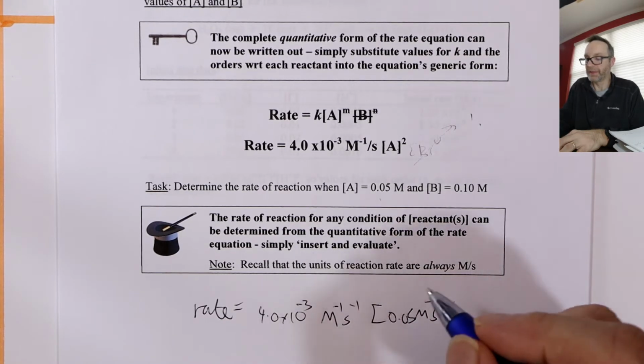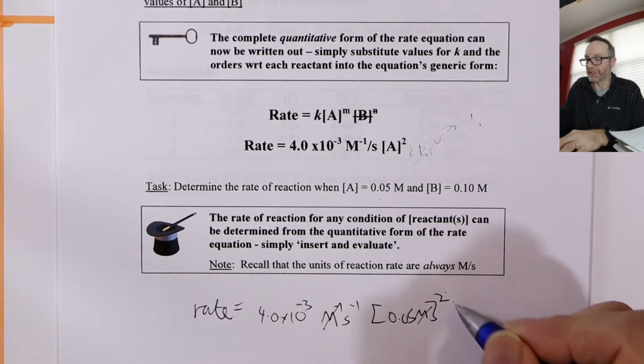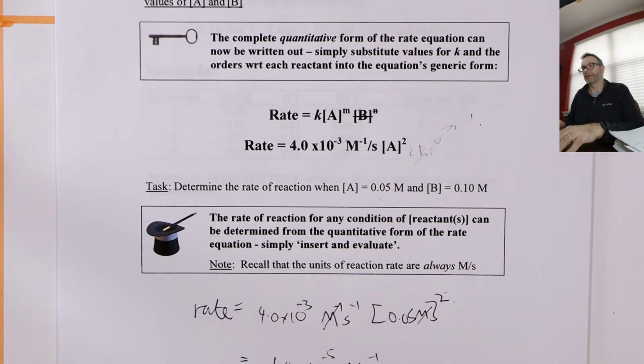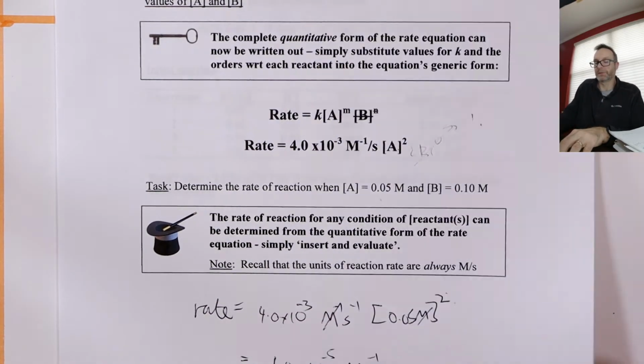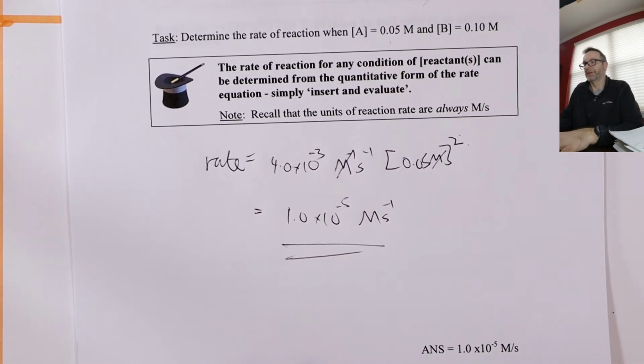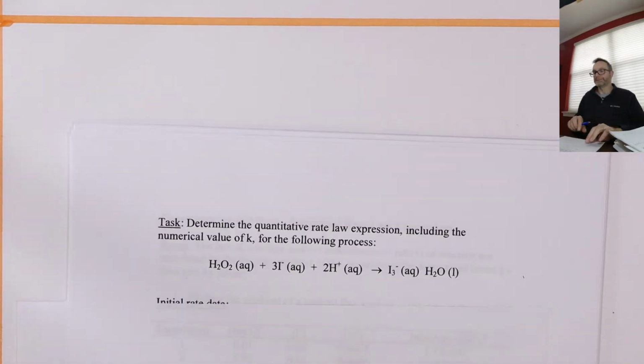squared, okay? So one of those M's leaves an M. Guess what? The rate must always be, at the end of the day, moles per liter per second, right? Because we're working out rate: 1.0 times 10 to the minus 5 moles per liter per second. There you go. Same as there.